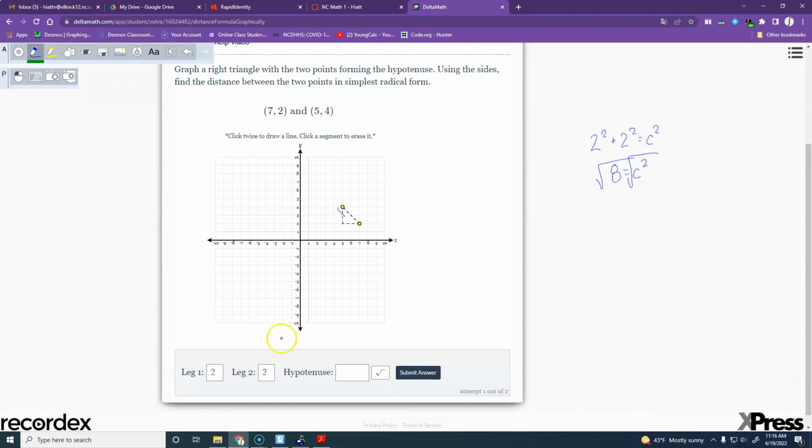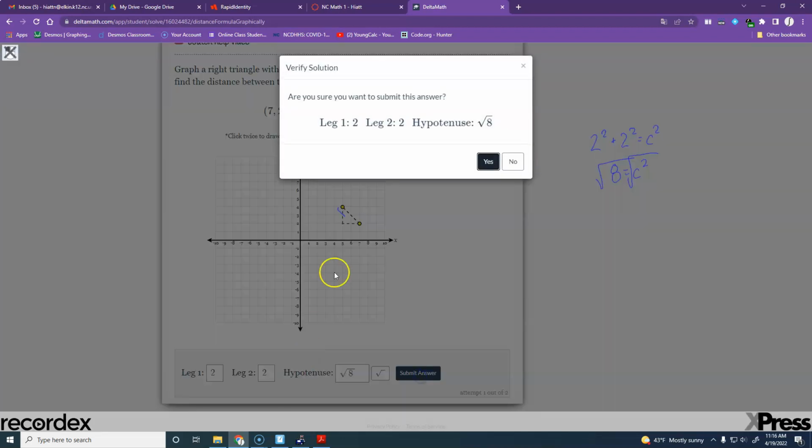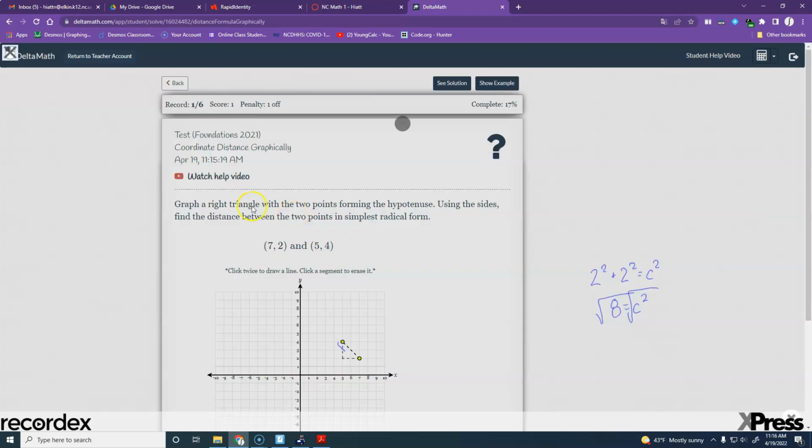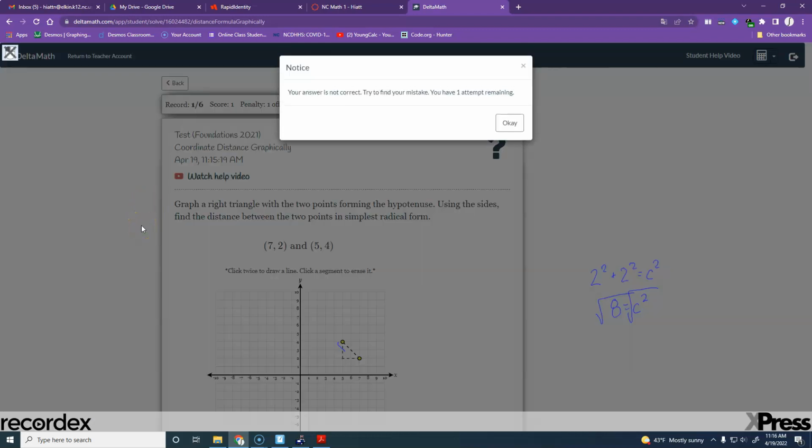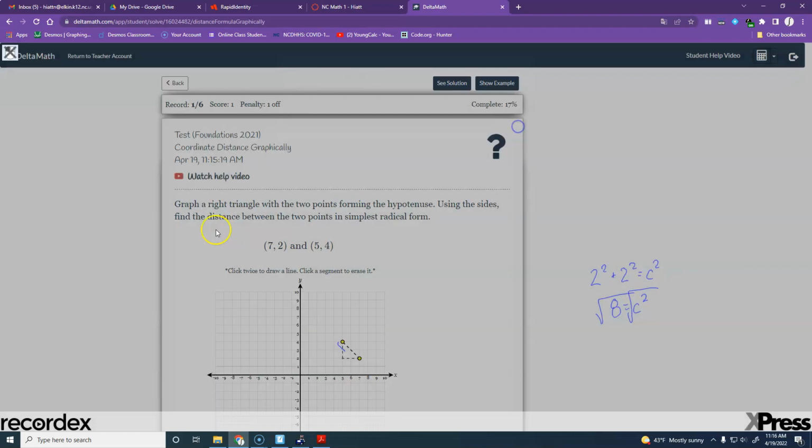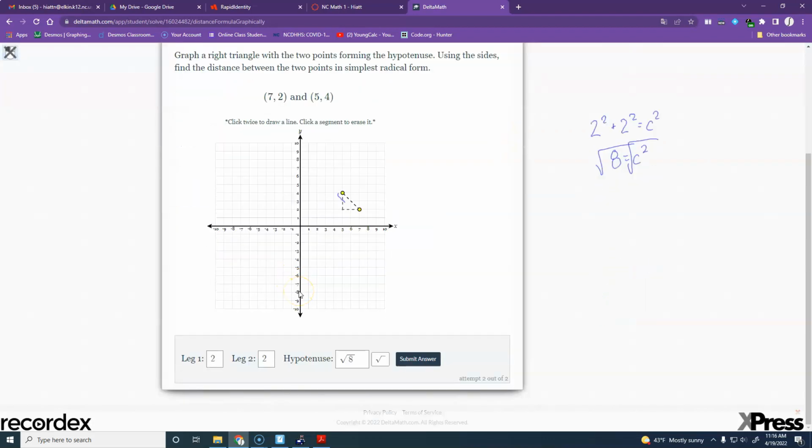Square root both sides. So if I type in, I'm pretty sure if I type in square root of 8, it's not going to work. But let's double check. All right, answer is not correct. This is why it's telling me my answer is not correct.